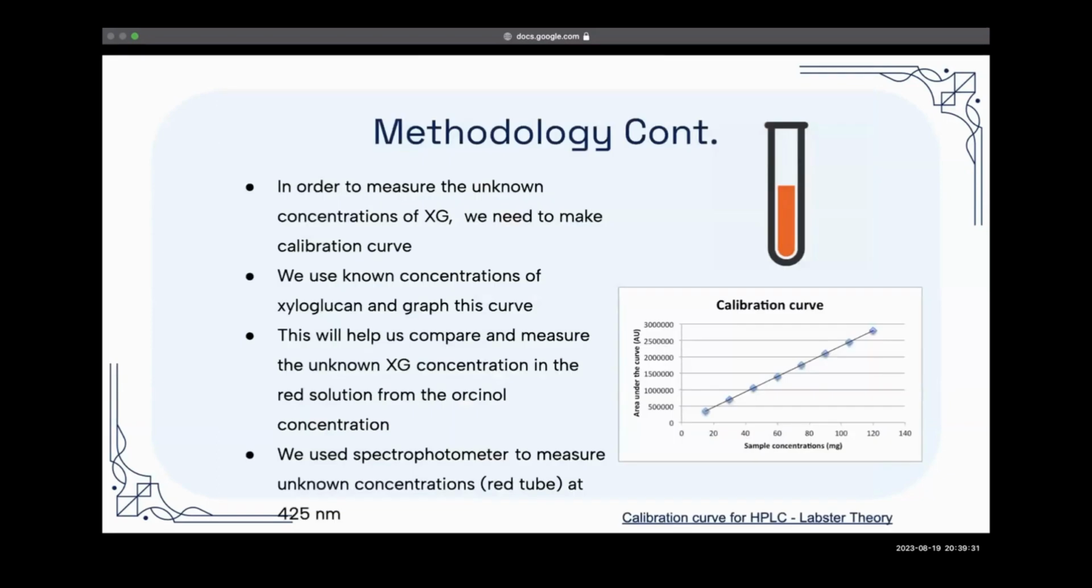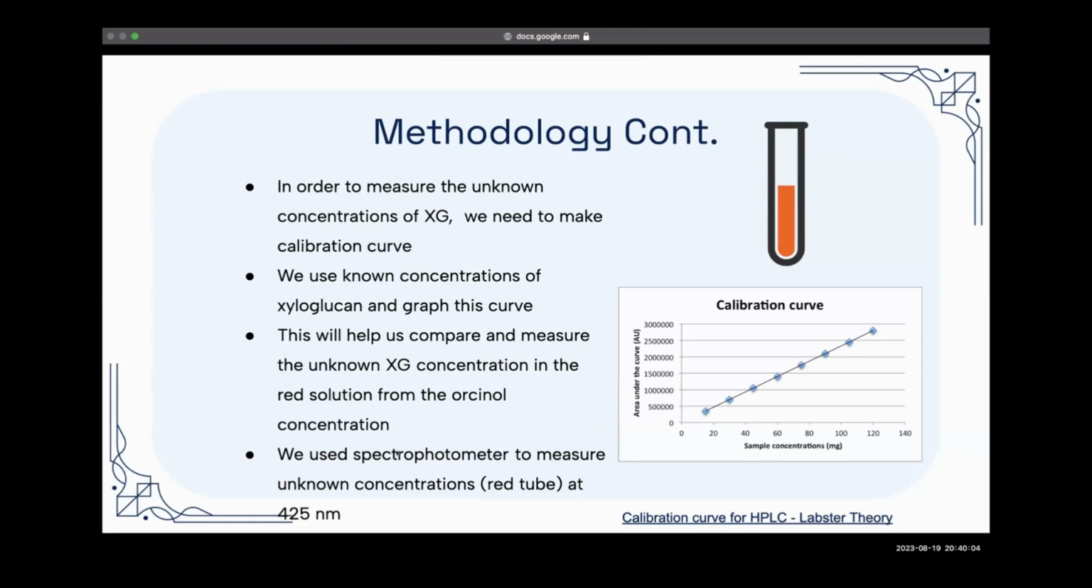So using our cherry red colored solution, we do not know what the concentrations of xyloglucan in there are. In case we do need to know that, we need to pass it through a spectrophotometer. But when we pass it through a spectrophotometer, we need to first make a calibration curve using known concentrations. So this is an example of a calibration curve. Ours is later in a different slide, which I'll show you. But this will help us compare and measure the unknown concentrations in the red solution from the orcinol reaction.